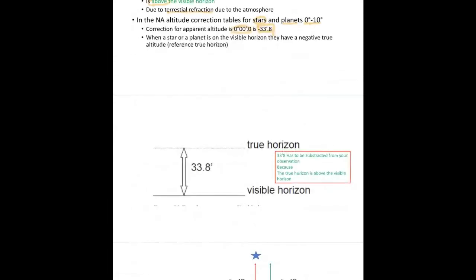So this is what you see here. We have our visible horizon, we have our true horizon, and we know that the difference between them due to this refraction will be 33.8. So this means that if you do an observation, you will have to subtract 33.8 from your observation because the true horizon is actually above the visible horizon.